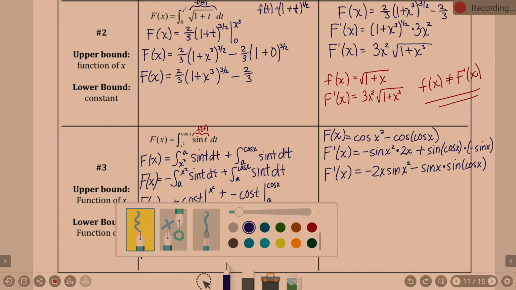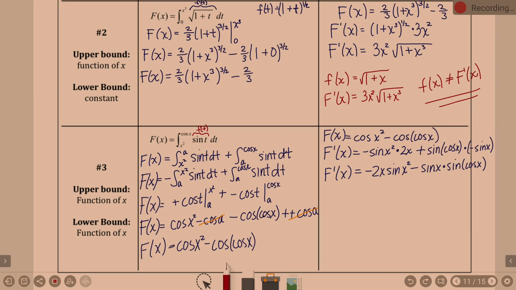So does this match this? No. F of x does not match capital F prime of x. Okay, so the warning there is just beware. They're not always going to end up matching.